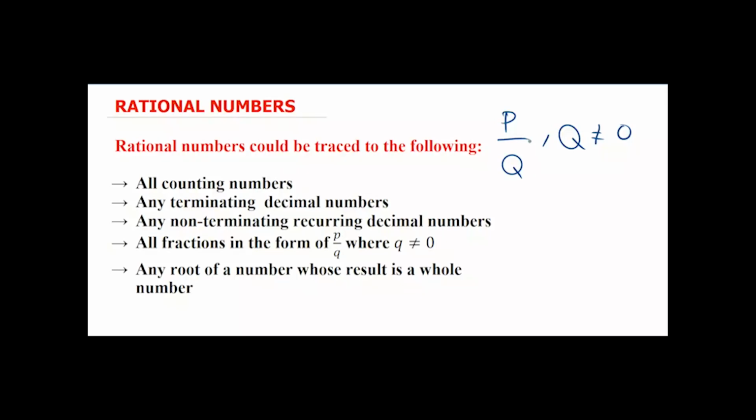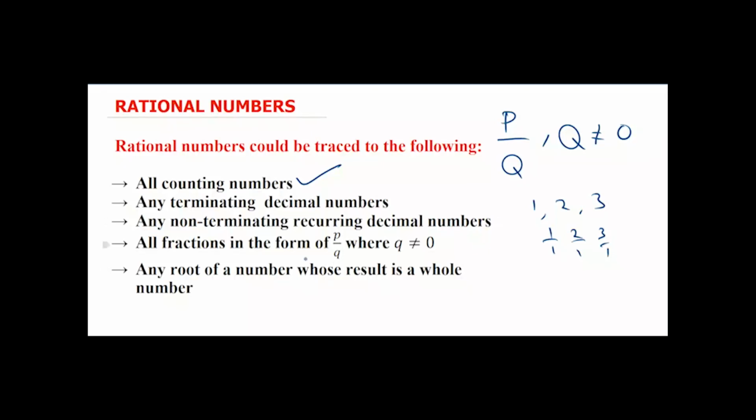So rational numbers could be traced to the following. One, you have counting numbers like 1, 2, 3 and so on, because you can write them as what? As 1 over 1, 2 over 1, 3 over 1. So for that reason, all counting numbers, that is, all natural numbers, are rational numbers. Then any terminating decimal numbers. So all terminating decimal numbers are also rational numbers.